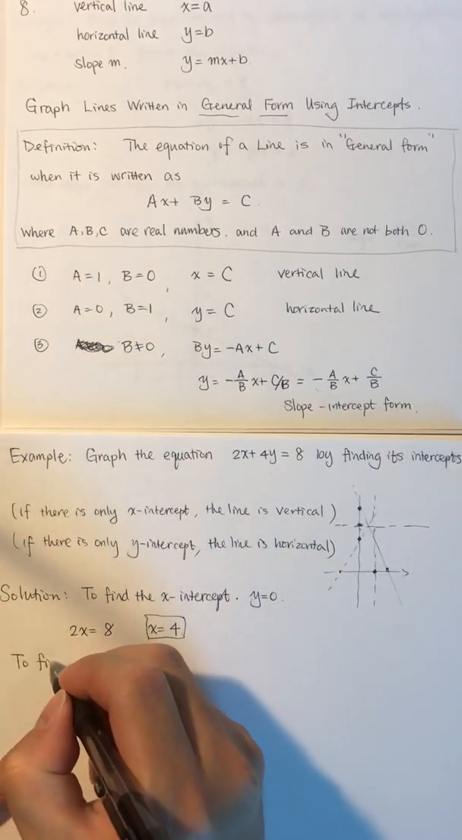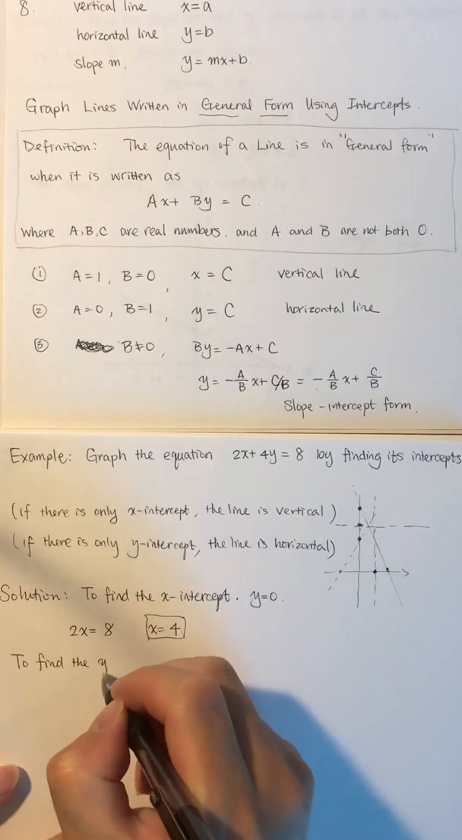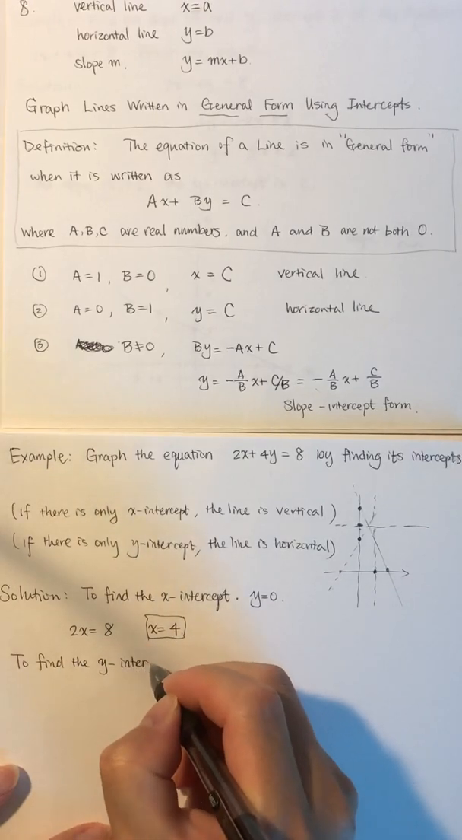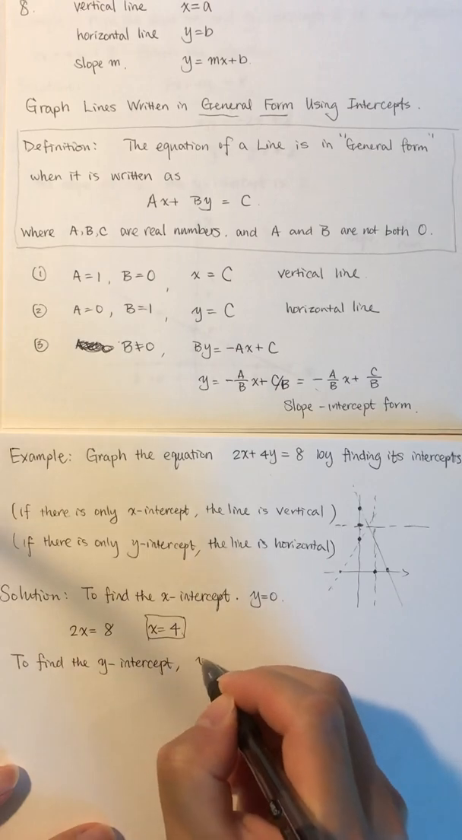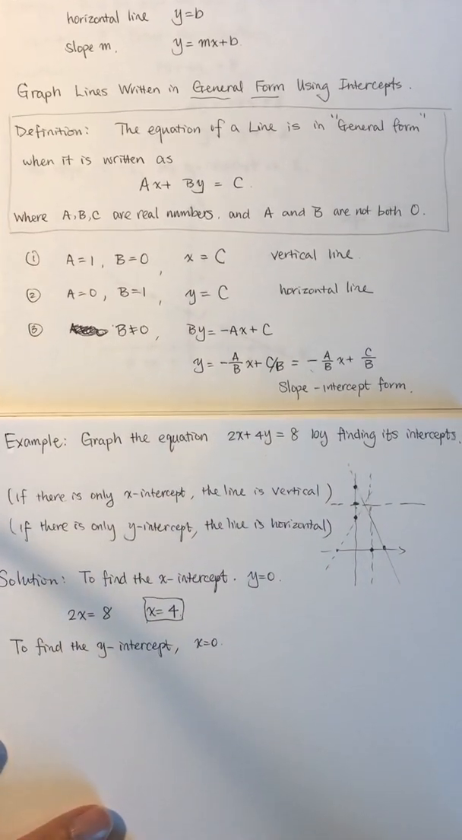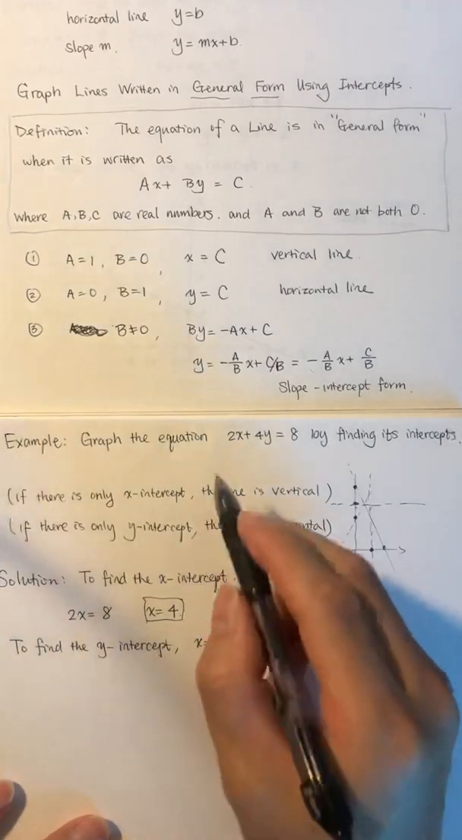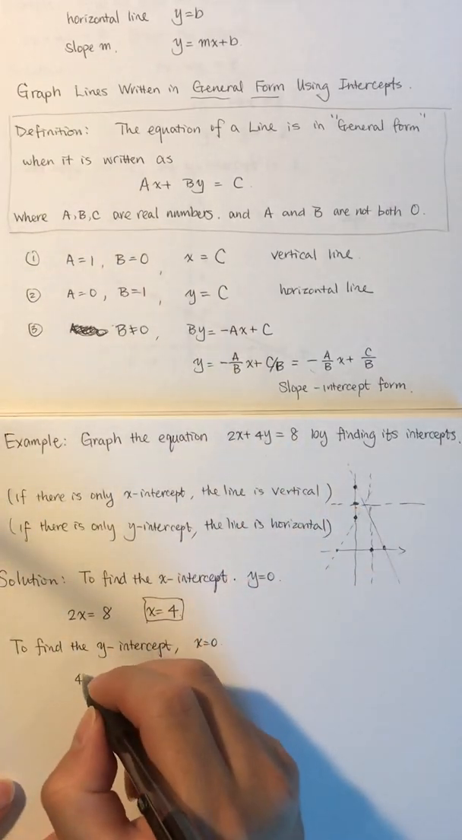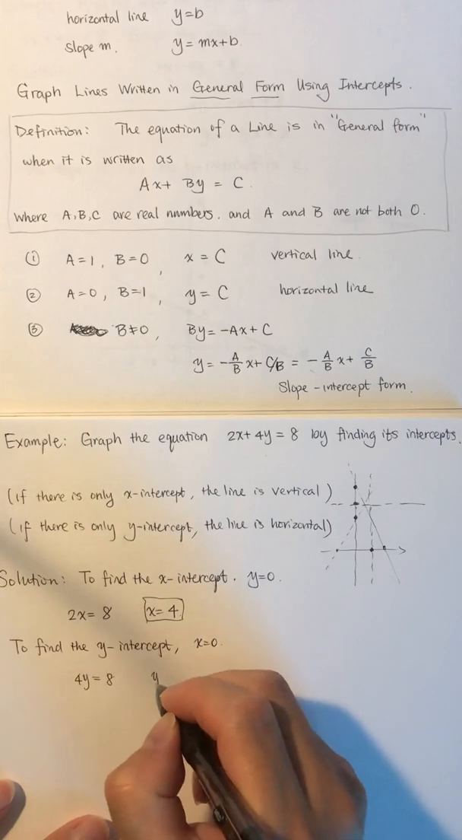To find the y-intercept, x is equal to 0. X is equal to 0, so this term is 0. So you get 4y is equal to 8, then y is equal to 2.